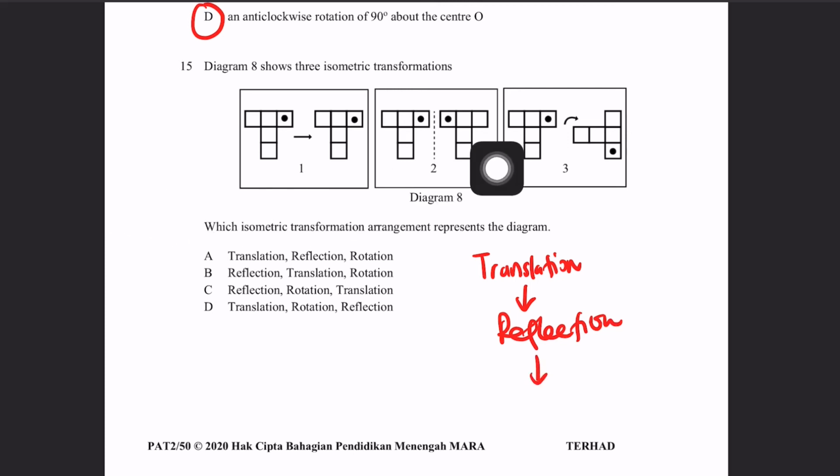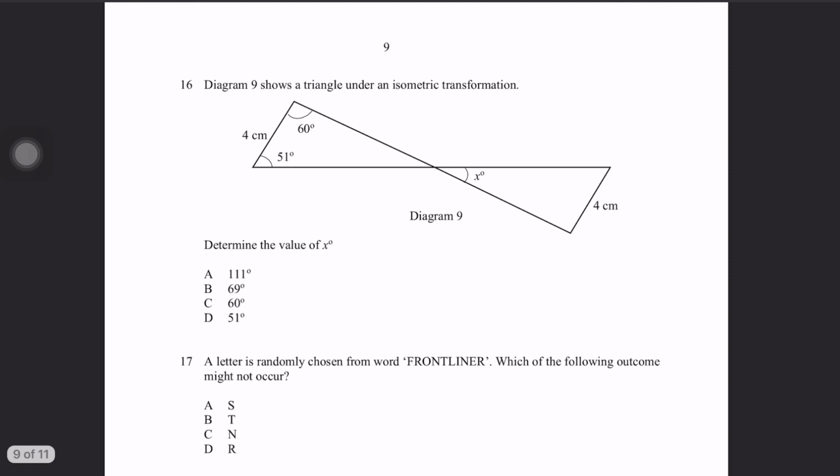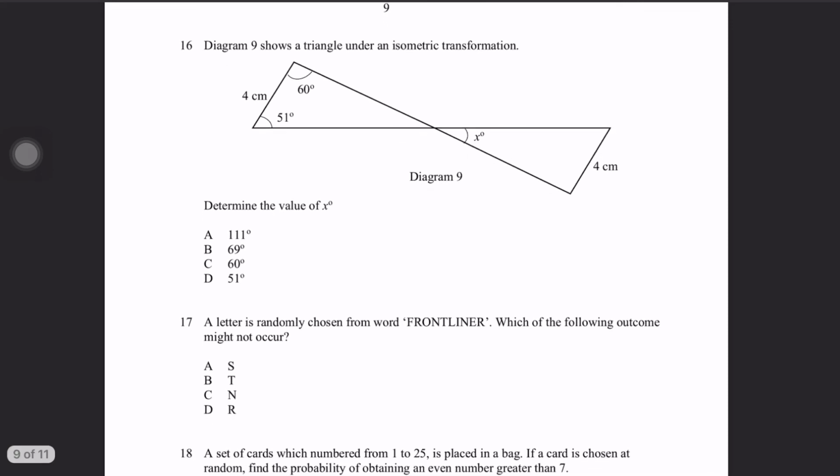Okay, and the last one, daripada sini dia pusing ke sana. So kalau ada pusing tu, itu adalah rotation. So our answer is A. 15 is A. Okay, so far so good, yeah? Any question? No question. Okay, number 16.